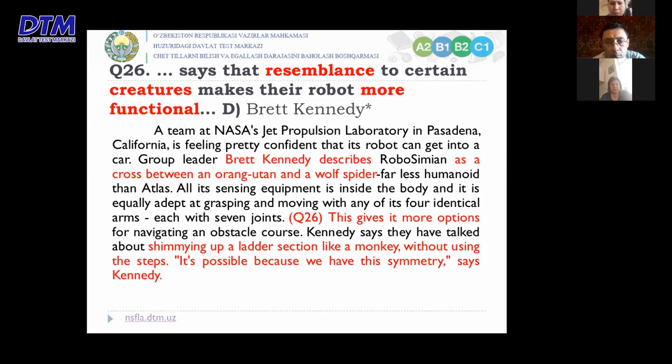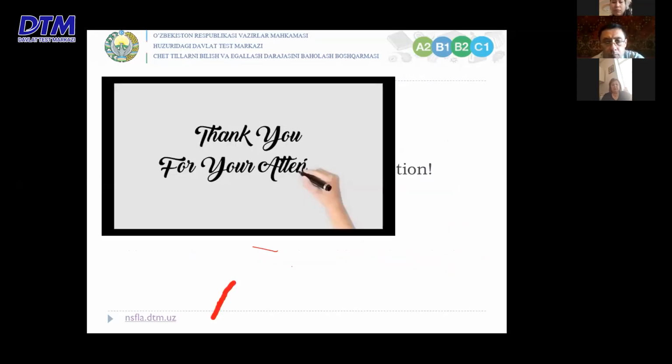Brett Kennedy says symmetry, resemblance, creatures, orangutan and wolf spider. Kennedy describes, says more functional. Question 26 gives the answer. This gives it more options. It says more functional. So this statement is said by Brett Kennedy. Answer is D option. This is for reading. Thank you for your attention.